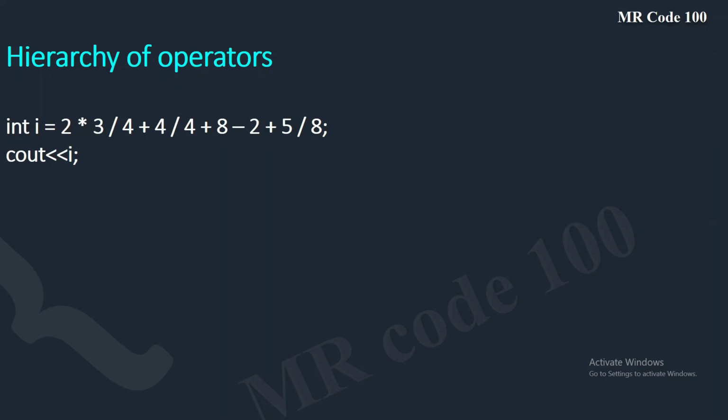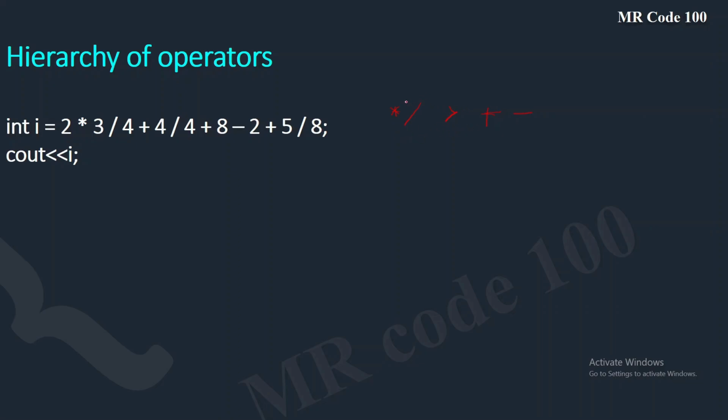So, in today's lecture, we will talk about the hierarchy of operators. What do you know about hierarchy? Hierarchy actually means priority: which operators have greater priority than others, and which have lower priority. Suppose I'm giving you an example: multiplication and division have greater hierarchy, greater priority, than plus and minus.